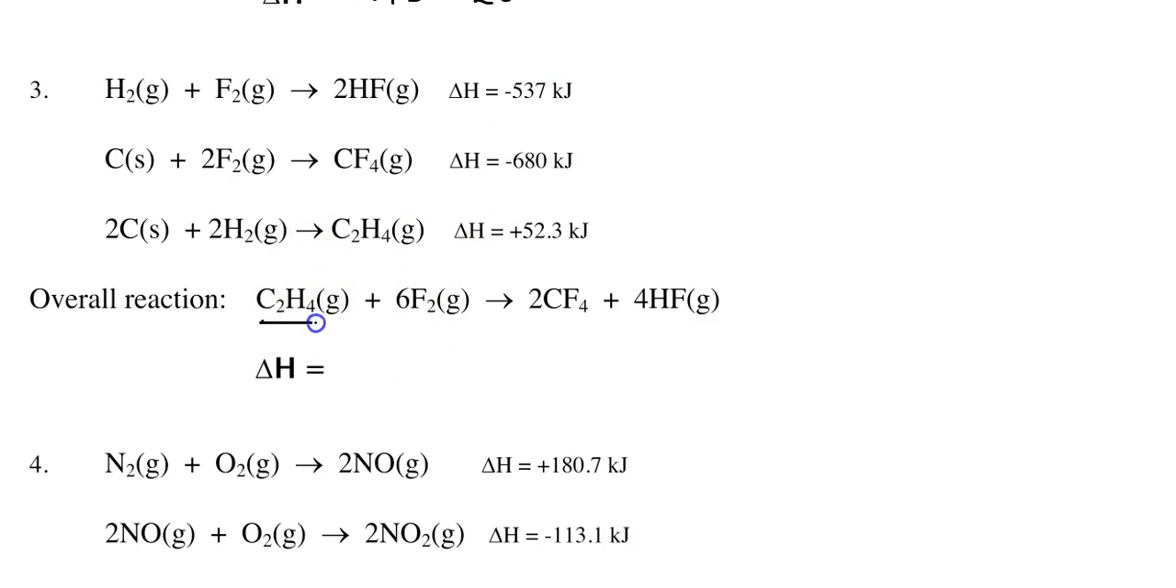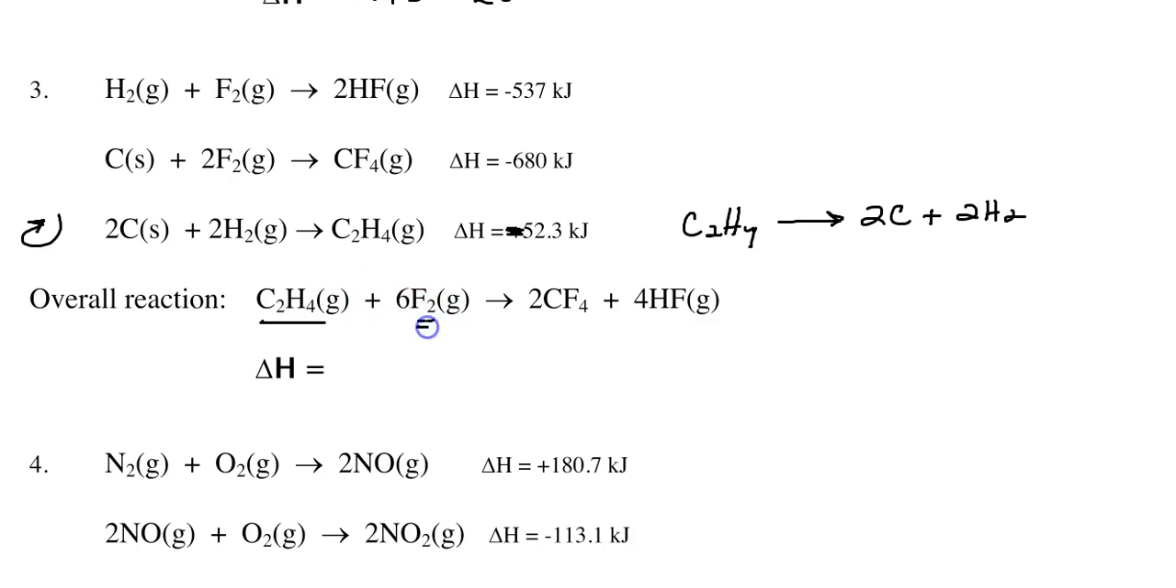I need C2H4 as a reactant. This is a product, and it's the only place where it is, so I'm going to flip this one. I make a mental note and make this negative to remind myself. Now I'm going to write C2H4 going to 2C plus 2H2.